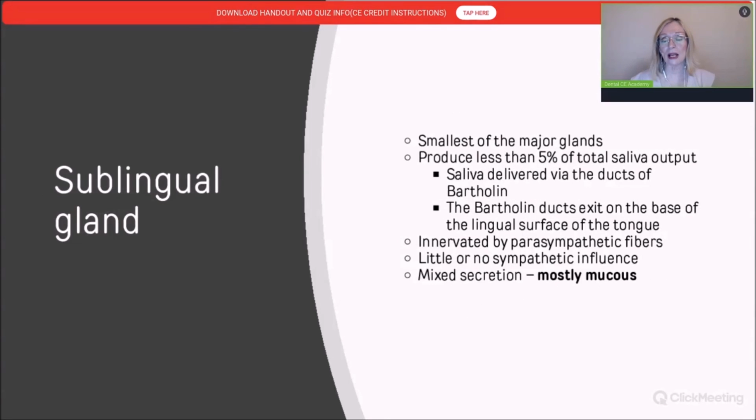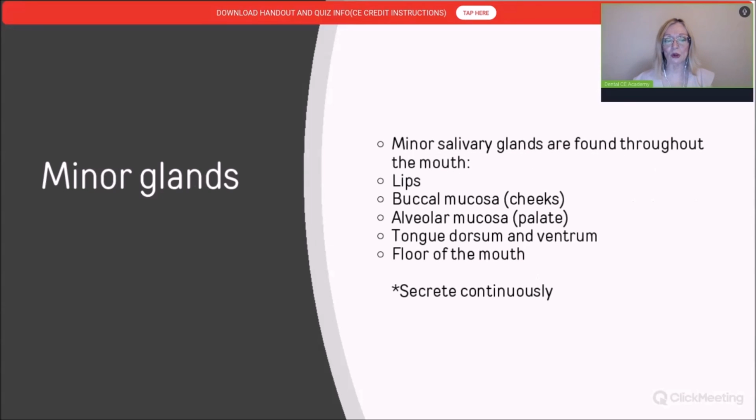And then the sublingual gland, mostly mucus, smallest of the major glands, produces less than 5% of total saliva output. We've heard of the ducts of Bartholin, another board question. Innervated by parasympathetic fibers, little or no sympathetic influence. And again, mixed secretion, but mostly mucus.